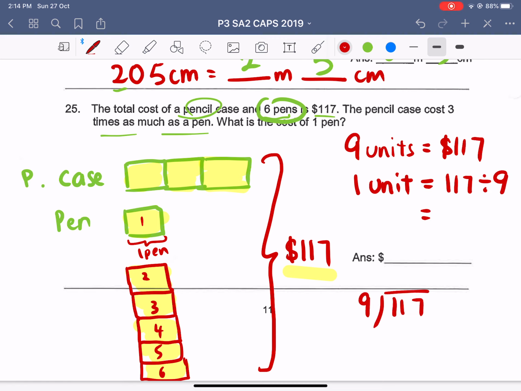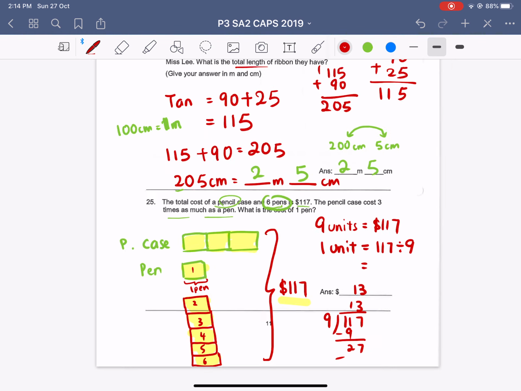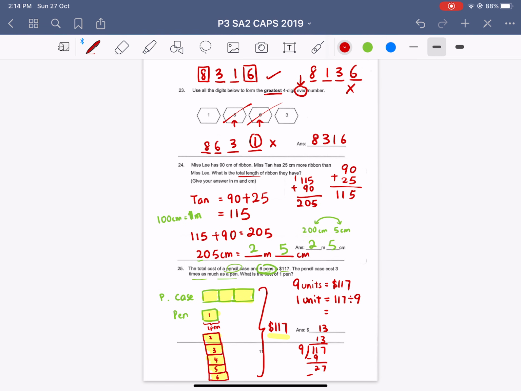Okay, so this is division again, which gives us $13. So 13 is the correct answer. Okay, now as of now, I am at page number 11, question 25. So these are all the workings that we have.